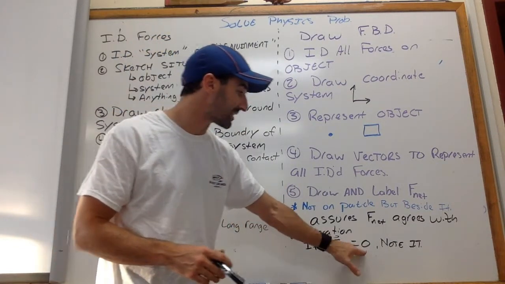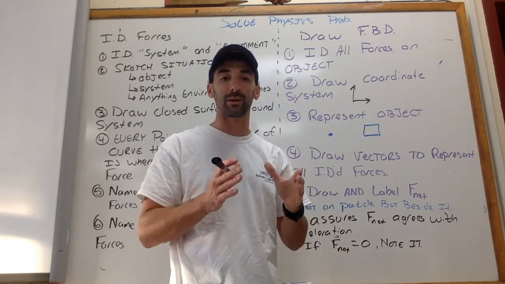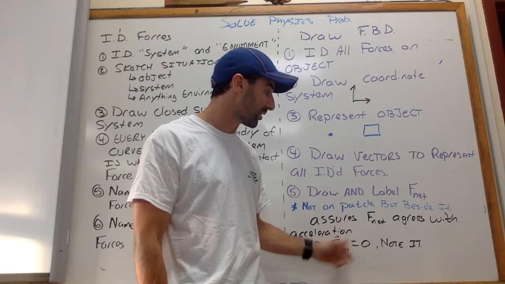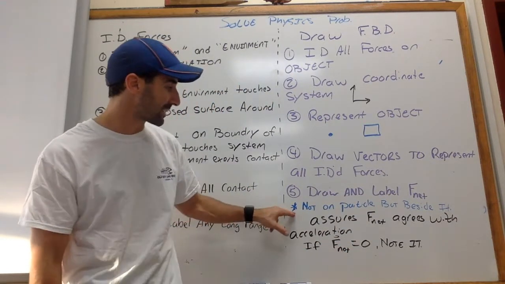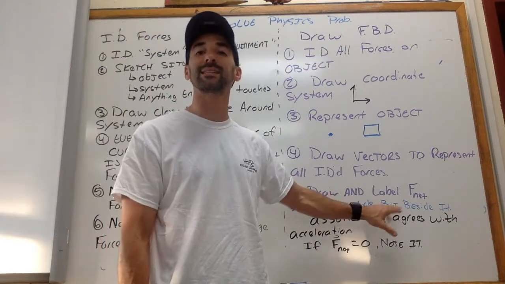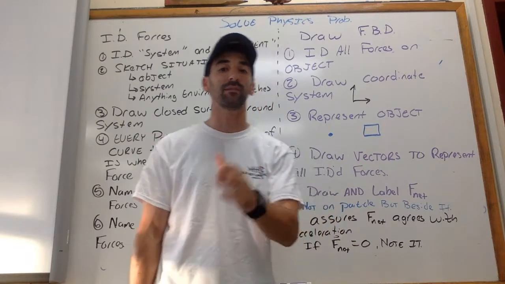Also, if F net is 0, like we saw earlier, say if there was something in equilibrium, if the net force is 0, there's no acceleration. That should make things a little bit easier. Now notice I said do not put this on your particle because it's not actually part of your free body diagram. That's just to help us solve things.